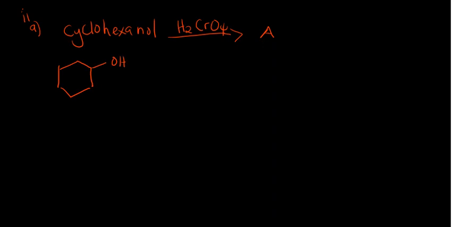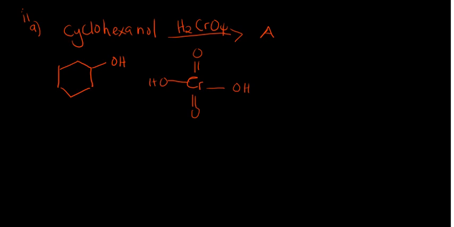Okay, so cyclohexanol reacts with the sulfuric acid and the chromic acid. What chromic acid does is it oxidizes primary alcohols to aldehydes and secondary alcohols to ketones. Now in this structure, this is a secondary alcohol, so it will go directly into a ketone. Then the mechanism, we will draw this there. It's a structure for chromic acid.